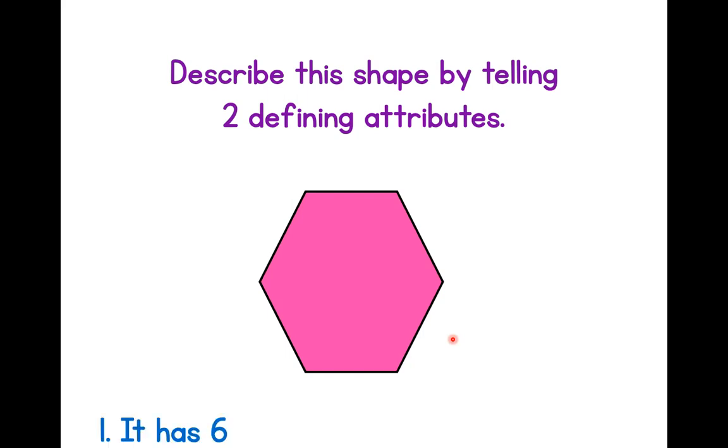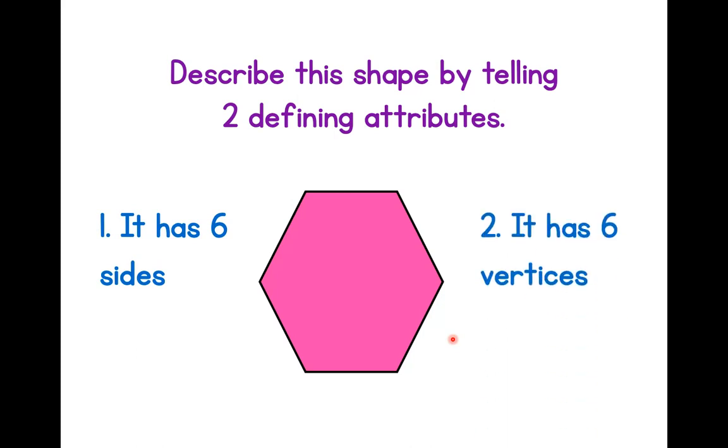So I can say it has 6 sides and 6 vertices. Remember, sides and vertices are defining attributes. Do you remember what we call a shape that has 6 sides and 6 vertices? Yeah, that's right. It's a hexagon. Hexa means 6.